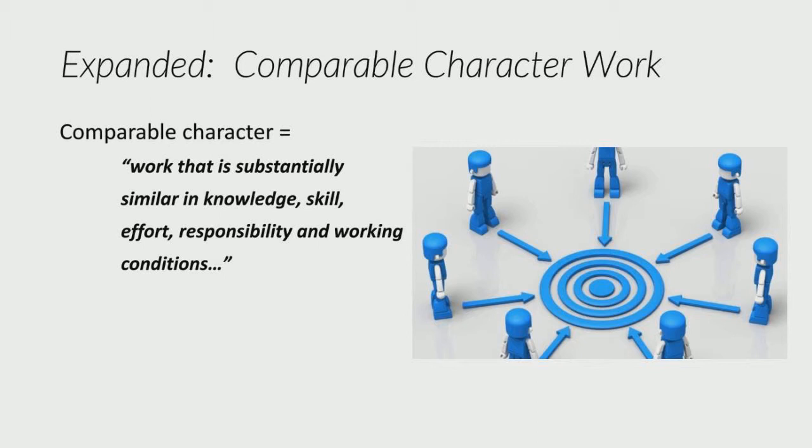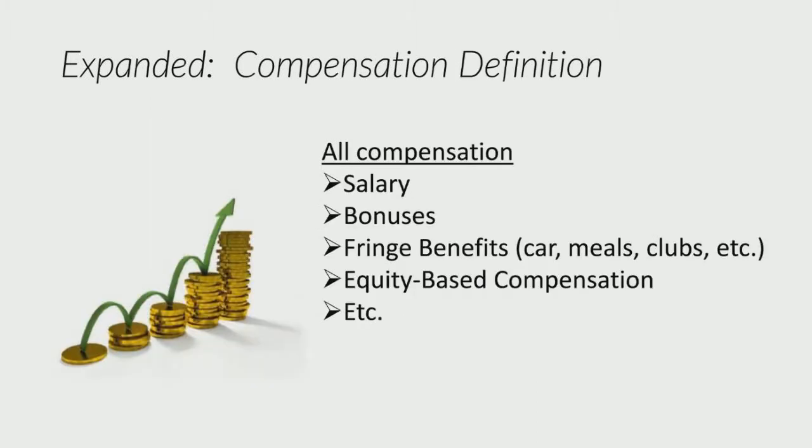The law describes what comparable work is, and it's work that has substantially similar knowledge, skill, effort, responsibility, and working conditions. This new law also expands what compensation is. So it takes a look at total compensation, which includes salary, it can include PTO or vacation or sick time. It's everything that has value that the employer is providing to the employee.